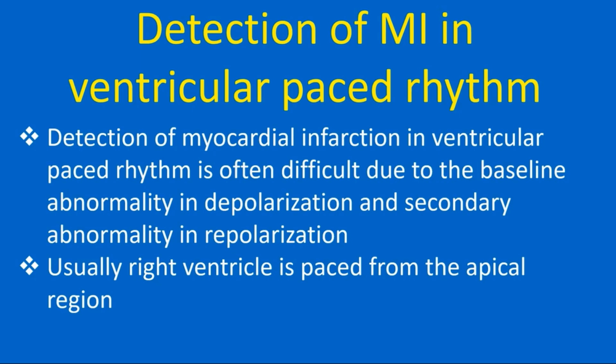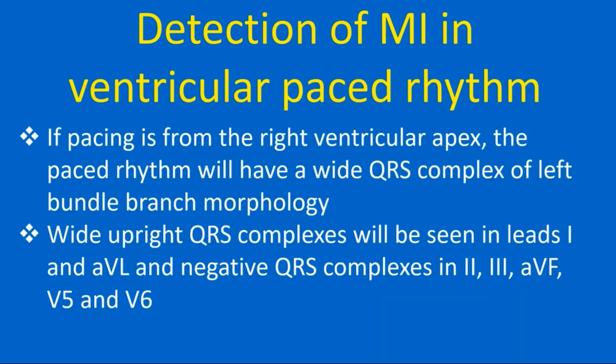Usually, the right ventricle is paced from the apical region. If pacing is from the right ventricular apex, the paced rhythm will have a wide QRS complex of left bundle branch block morphology. Wide upright QRS complexes will be seen in leads 1 and AVL and negative QRS complexes in 2, 3, AVF, V5, V6.